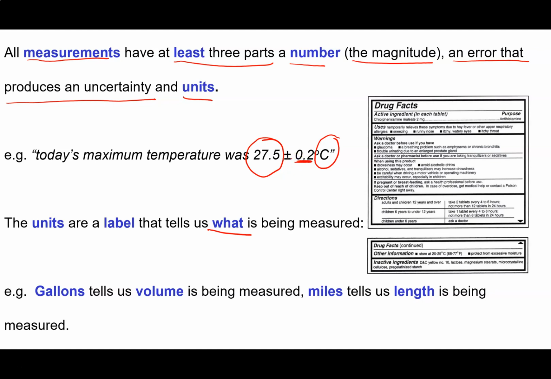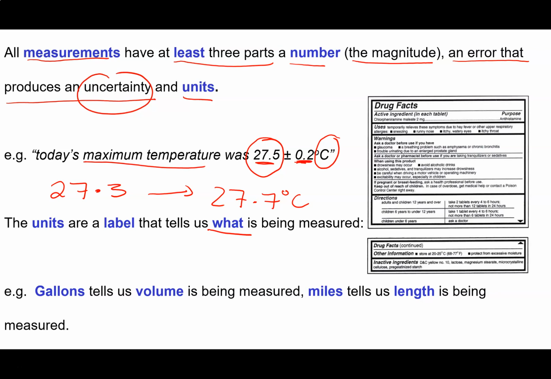And then this number here, which is a measurement of the uncertainty, that's really telling you that the temperature is somewhere within 0.2 of this number. So it's somewhere between 27.3 and 27.7 degrees Celsius. Somewhere in there is the true value for today's maximum temperature.